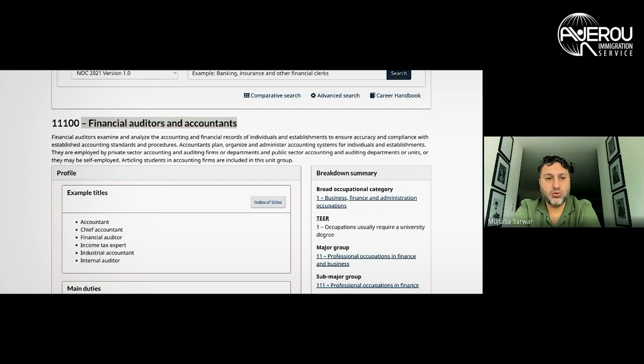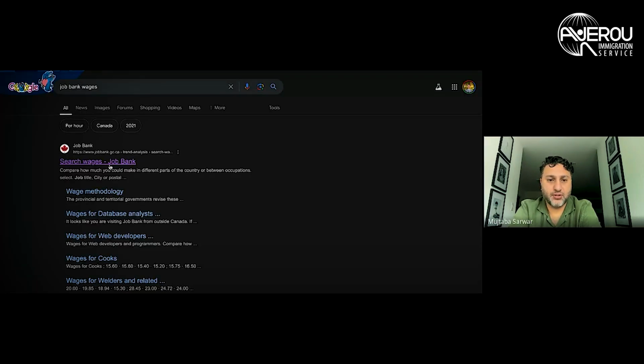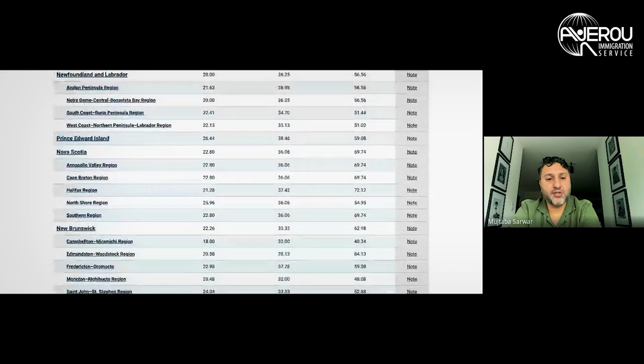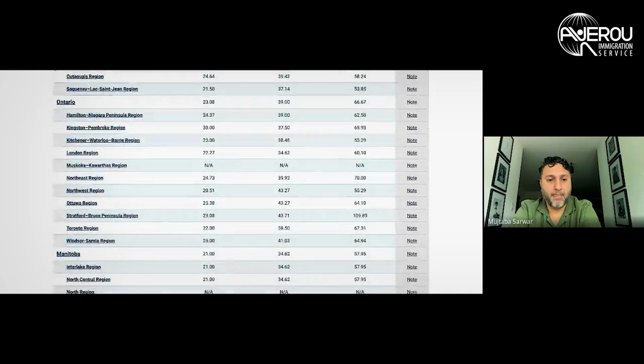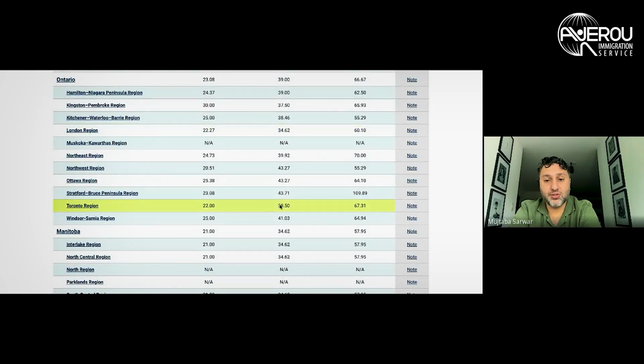You type in Google Job Bank wages, and this website comes in, okay? Then you type in your job title, let's say accountant, okay? We saw this NOC code earlier, 11100. This means this is a tier 1 job, right? And then let's say you're working in Ontario. You'll notice that the median wage level in Toronto is $38.50, right?